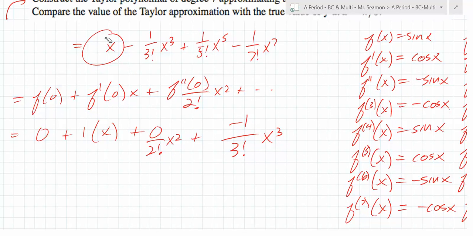Is sine x considered a core function? Yes. We have x. So what's really out front of there? 1 over 1 factorial, right? So 1 over 1 factorial x minus 1 over 3 factorial x cubed plus 1 over 5 factorial x to the fifth plus 1 over 7 factorial x to the seventh. What do you think the next one's going to be? Plus 1 over 9 factorial x to the 9. Exactly.